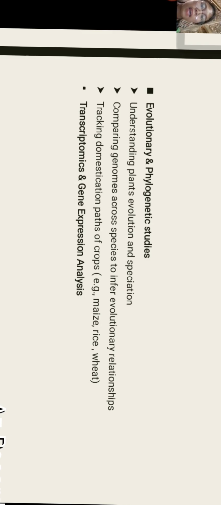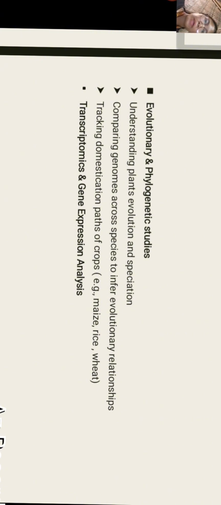Next is evolutionary and phylogenetic study. Means studying how plants are related to each other and how they change over time. Evolutionary and phylogenetic studies is understanding plant evolution and speciation, meaning learning how one plant species slowly becomes a new species over many years.